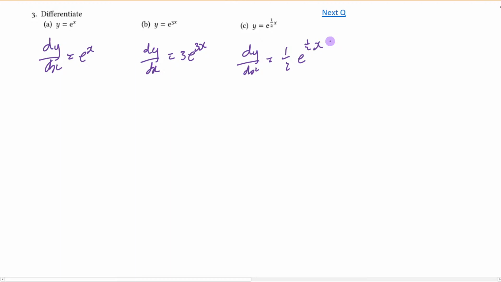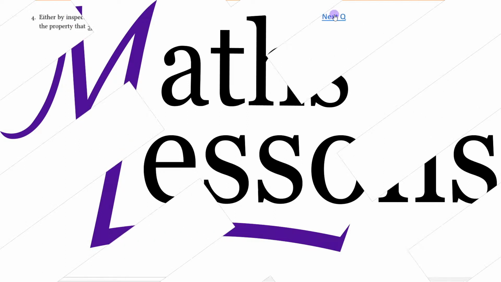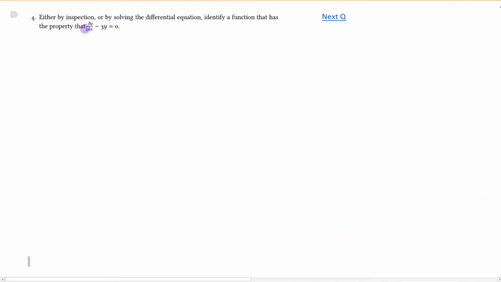Now bear in mind what we did in this question. See if you can do this question. And I think if you're a further mathematician, you should be able to do it by inspection, which is using what we did in question 3, or by solving the differential equation. You should be able to do both of those in 60 seconds. So do both methods in 60 seconds and see what you get.